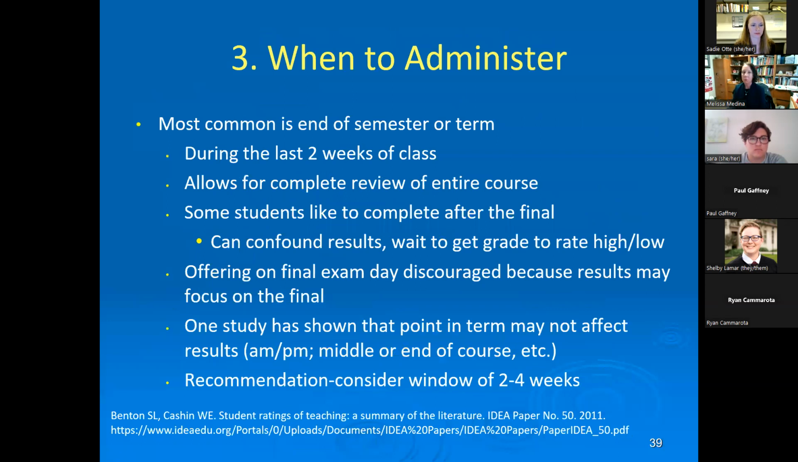Okay, just some other things to think about. When to administer them. You want to administer towards the end of the semester. Sometimes faculty like to give them on the day of the final, but that can really cause students to just focus on giving you an evaluation of your final exam. There has been some research to show that the point in the term, middle or end of course, doesn't make a difference. I think that's kind of interesting, but more traditionally, we consider a window of 2 to 4 weeks at the end of the semester. So the end of the semester is the most common.